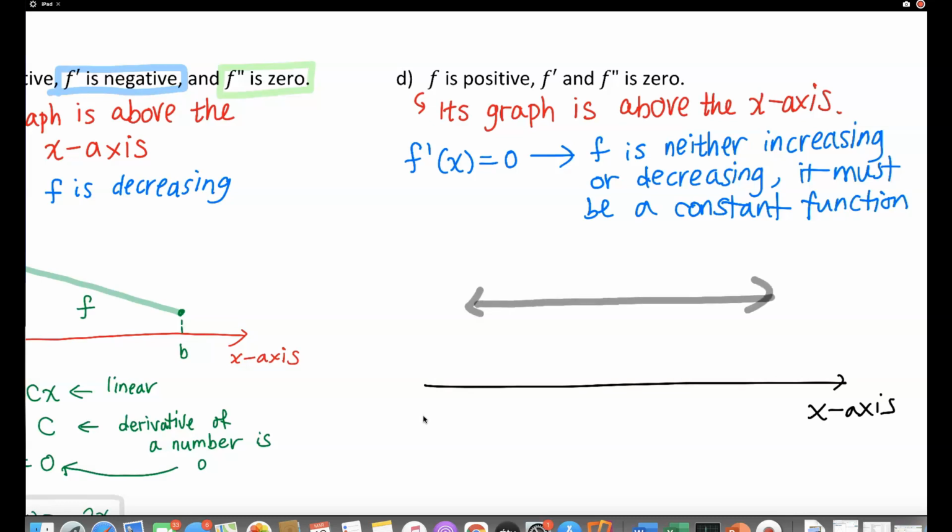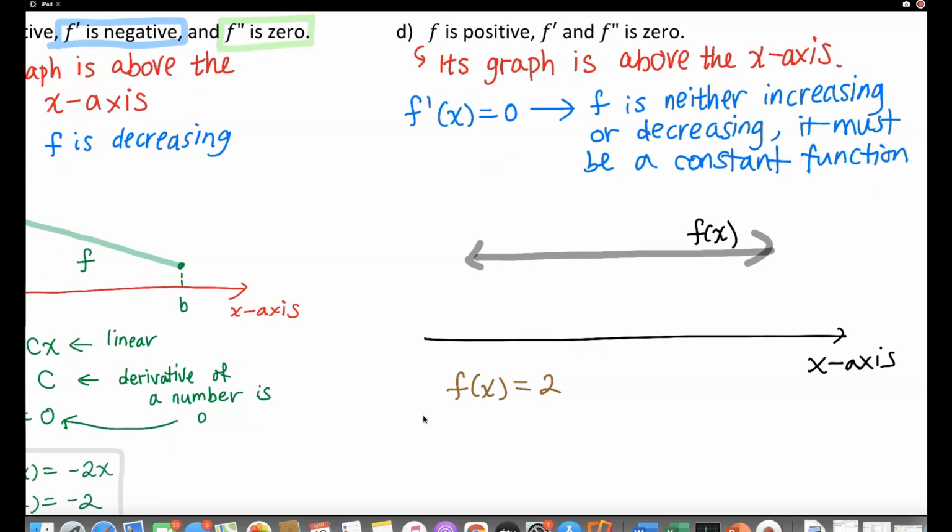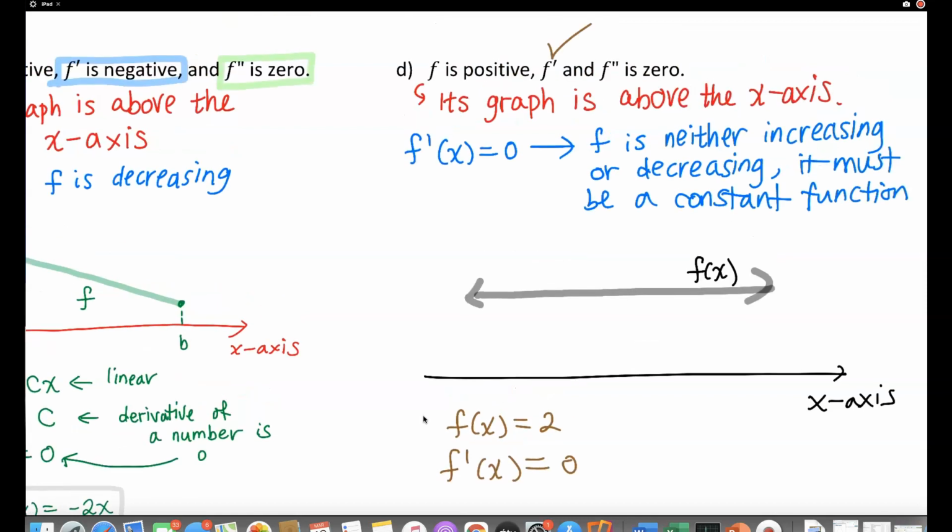And let me call this guy f. This is my f of x. But will it meet the third condition of f prime being 0? Let me just make up a function though. What if I call this f of x equals just any number, 2? And it can't be any number, right? It has to be a positive number for it to be positive. So if f of x is 2, what is f prime of x? What is the first derivative? The first derivative is 0. So it meets that condition.